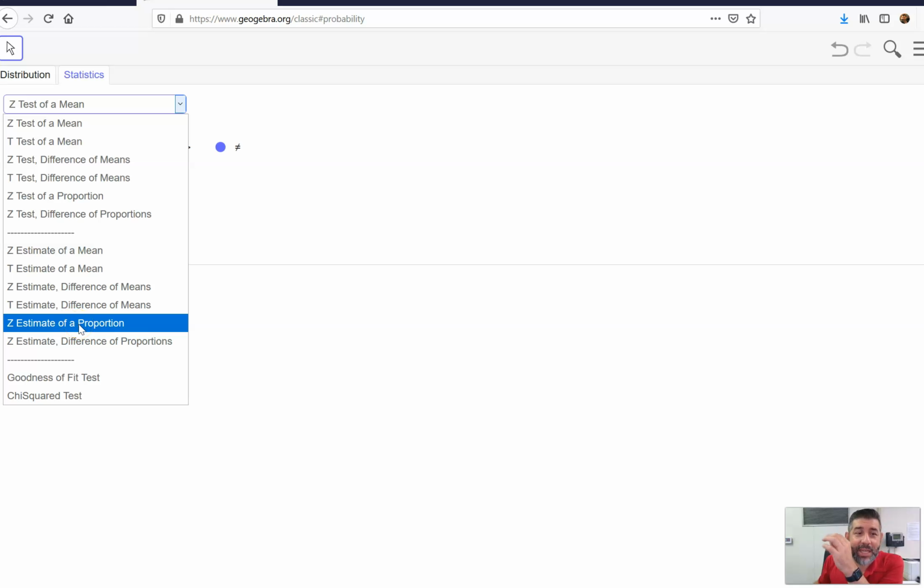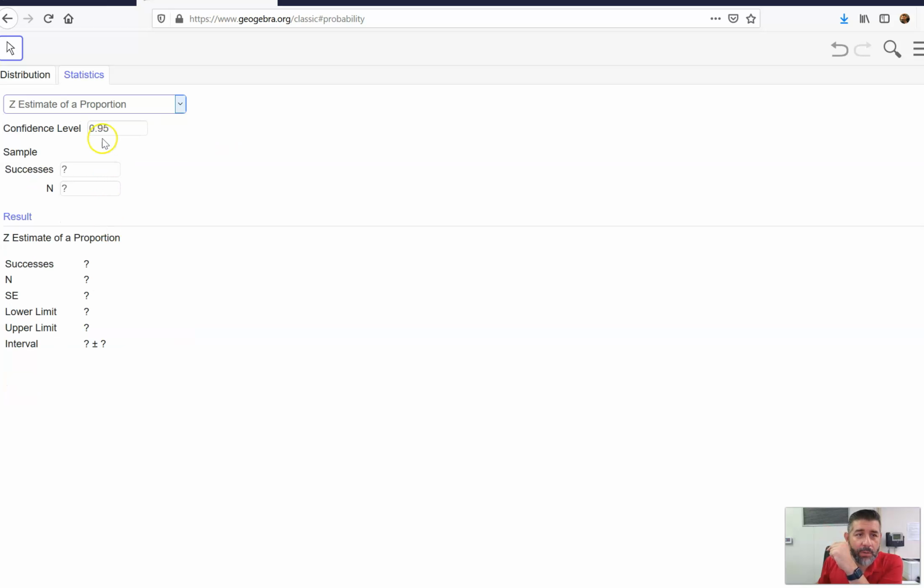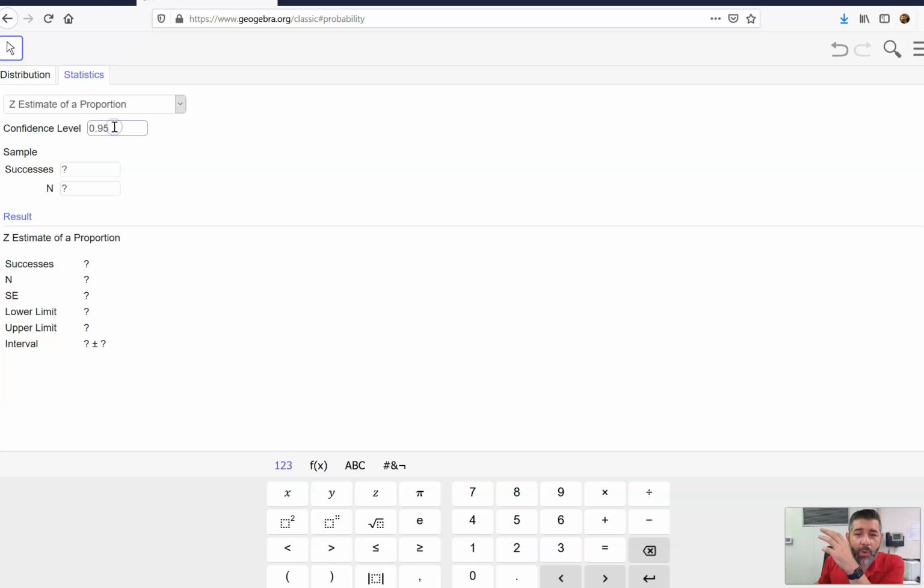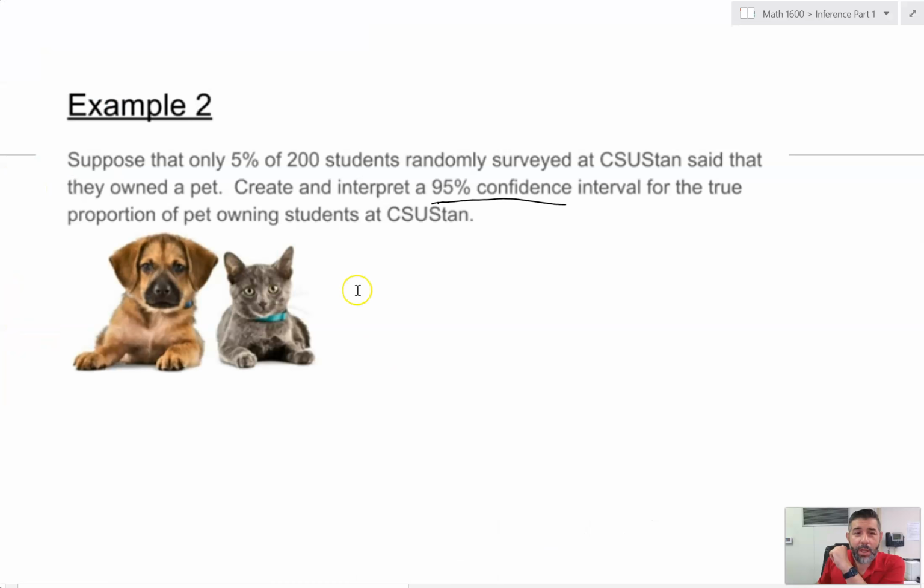All right, so z estimate is using a normal distribution. A t estimate is using a t or a student's t distribution. For right now, we're going to use z estimate of proportion. My confidence level is 95. If I wanted to, I could change this. If we wanted a 90%, I can change it, but I have a 95% confidence interval. Now in Geogebra, I need the number of successes. I don't have that in my example. I have 5% of 200. So what I need to do is 0.05 times 200 to get the number of successes that I had in my sample.